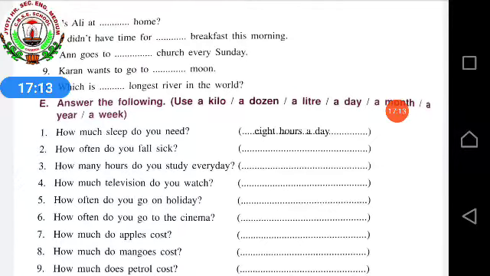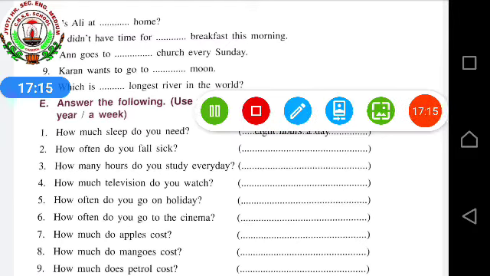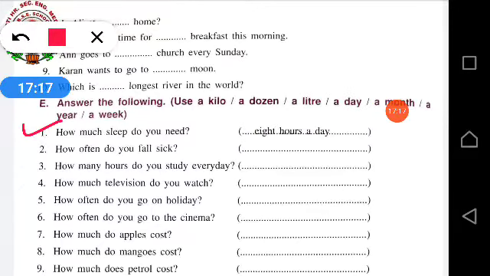Okay. So the first one, it's already given over here. How much sleep do you need? It is common: 8 hours a day. A person needs 8 hours a day for sleeping. Second, how often do you fall sick? If it is for me, once a year. I am falling sick once a year, and that too it's very rare.